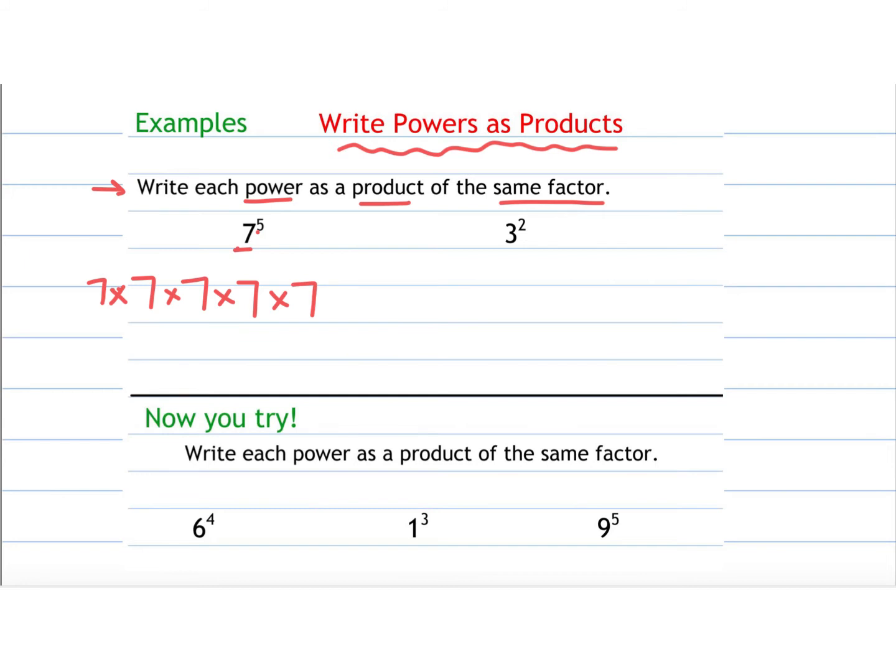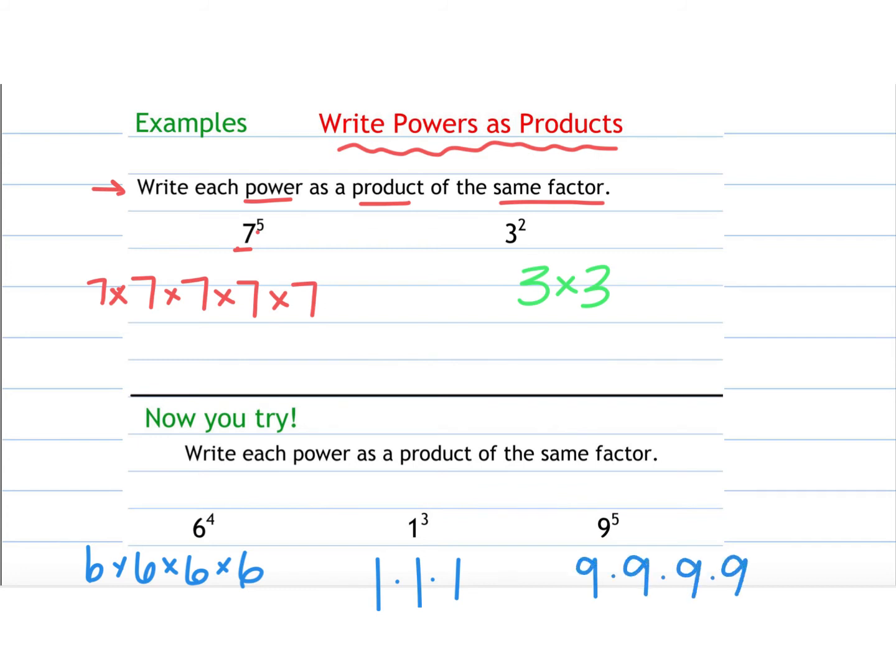So the next one, 3 to the power of 2, or 3 squared, would be 3 times 3. That's it. Pause, try these next 3 on your own. 6 to the power of 4, so we're taking 6 and multiplying it 4 times over. So we would write it out as 6 times 6 times 6 times 6. Again, it's not saying to multiply or evaluate. We just write it out like that. 1 to the power of 3, 1 times 1 times 1. And 9 to the power of 5, 9 times 9 times 9 times 9 times 9. So we're taking 9 and we're multiplying it 5 times. That's what our exponent tells us.